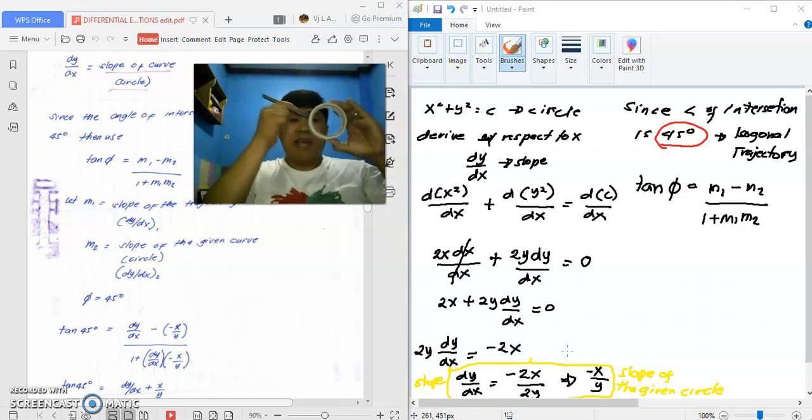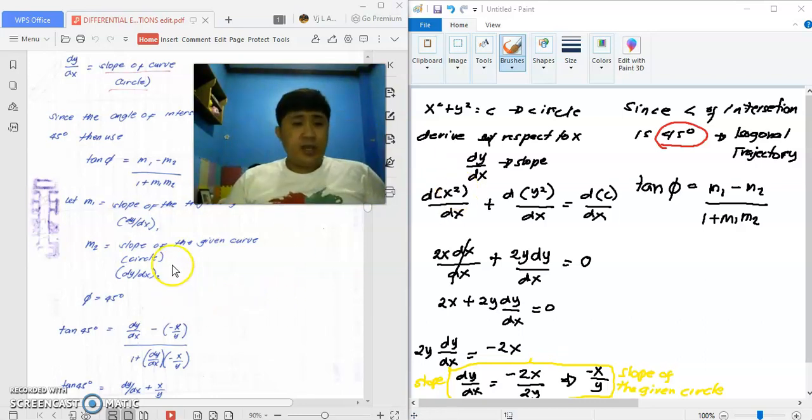But since we don't have the exact equation for the trajectory, then we could say that the slope of the trajectory is still equal to dy over dx, since that is the slope. Again, in the trajectory, that is not present in the given. So that's why we represent it as dy over dx, because that is the slope. While our slope 2, since we already have the exact value, is negative x over negative y. And our P is 45 degrees from the given problem.